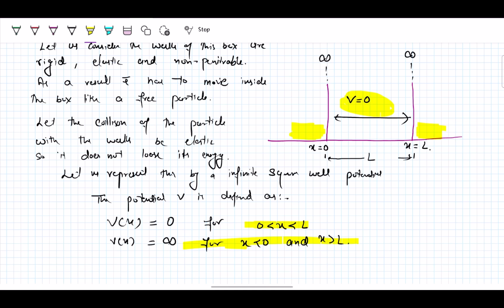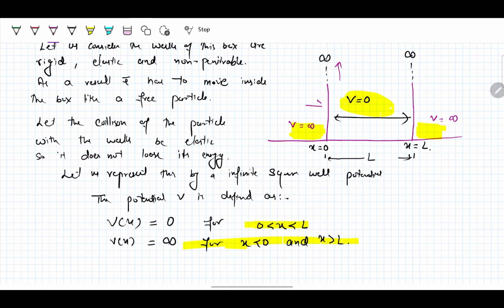So for the movement of the particle from this box towards the outside region, it will experience an infinite potential. We can write that the potential outside is infinite. Also, your particle cannot cross over this potential or this box because the height is infinite.